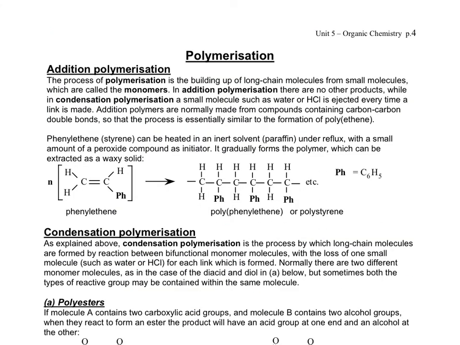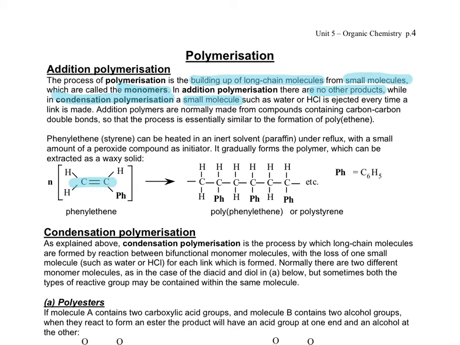Your addition polymerization is where you build up a long chain molecule from much smaller molecules. The smaller ones are known as your monomers, and then the larger ones are known as your polymers. In your addition polymerization, you're adding together these monomers and you don't get any other products. However, in your condensation polymerization, you always make a small molecule such as water or HCl for every link that is made. In addition polymerization, you often make it from a carbon-carbon double bond.